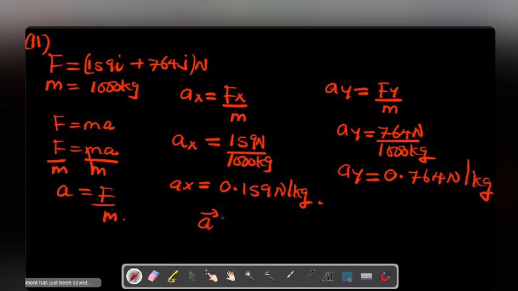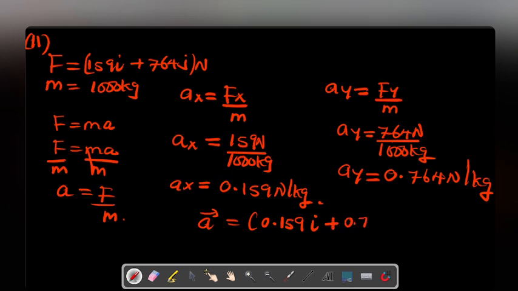So therefore the acceleration here will be equal to 0.159 i for the x component, plus 0.764 j for the y component, in newtons per kg. So this becomes the acceleration of this car.